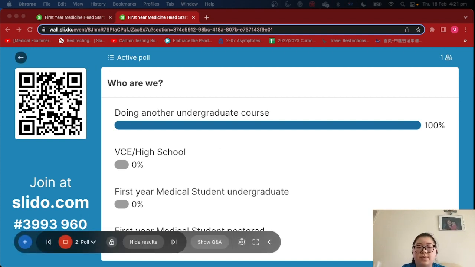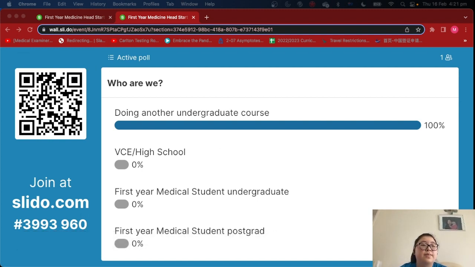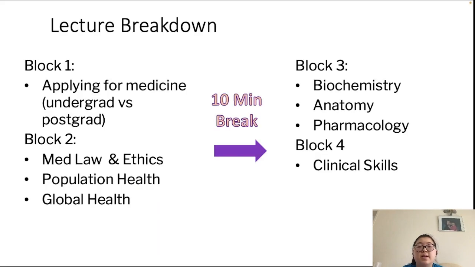Or I might as well move on with the slides, I think. All right. So in terms of the lecture itself, what's going to be going on is we're just going to be talking a little bit about applying for med, which I'm sure will be of interest for most people who are just coming into medicine and want to find out the different pathways, including postgrad and undergrad. And then we'll talk a little bit more about ethics and med law, talk about the population health, and talk about global health as well. And then we'll do the third block, which is talking about biochem, anatomy, and pharmacology, and then block four, which is talking about clinical skills.